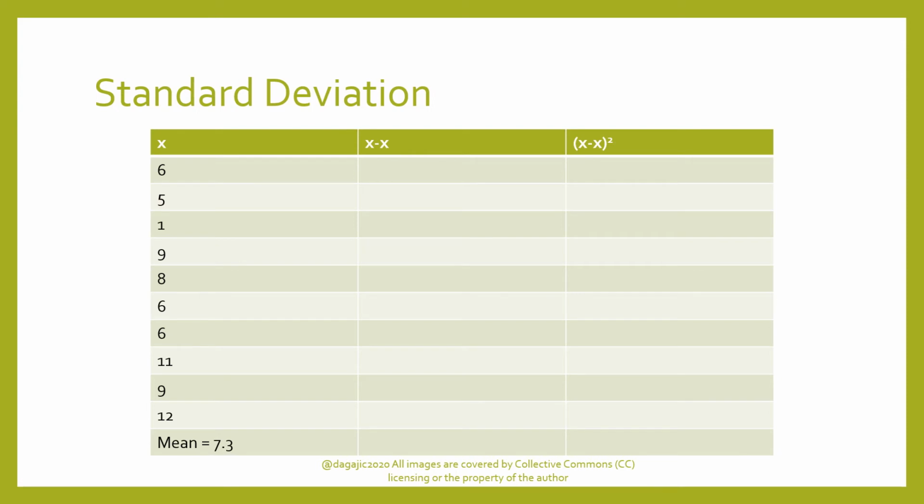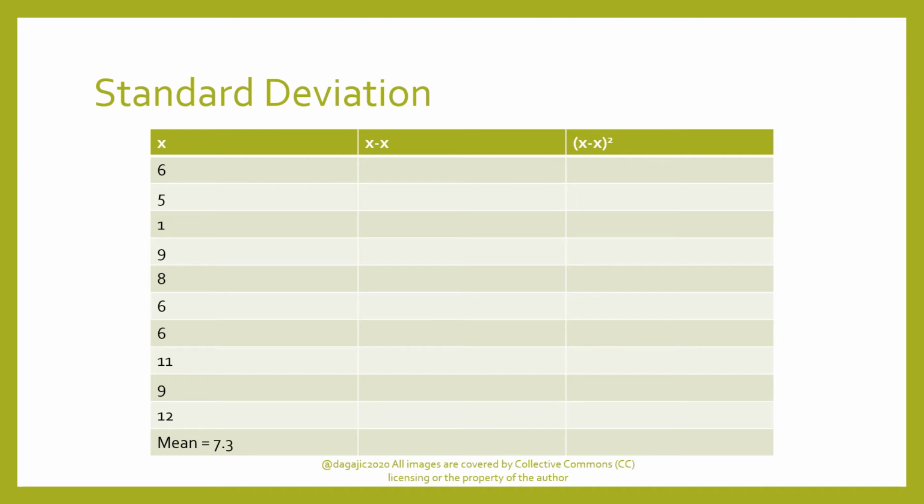If we've got a data set like that, so the first X is our data set: 6, 5, 1, 9, 8, 6, 6, 11, 9, 12. We've got 10 scores. If we add them up, we get an answer of 73. Divided by 10 means that our mean is 7.3.